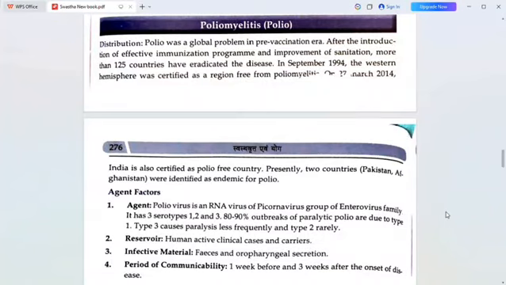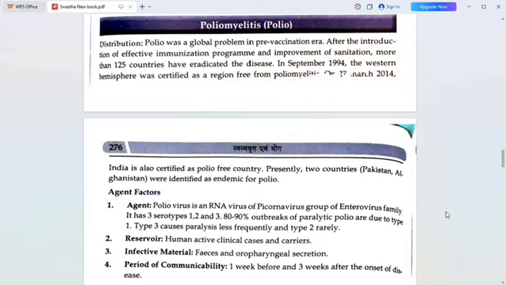Hello friends, today we will be discussing poliomyelitis or polio, a highly infectious viral disease caused by the poliovirus. It primarily affects children under 5 years of age, although it can occur in unvaccinated individuals of any age. Polio is an important disease from both clinical and public health perspectives because it can lead to irreversible paralysis and, in severe cases, death due to respiratory failure.